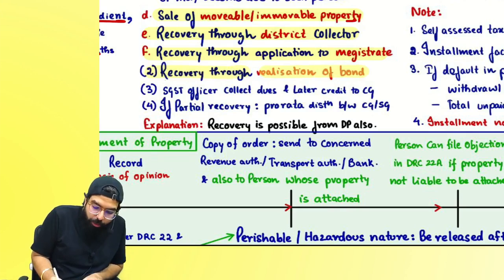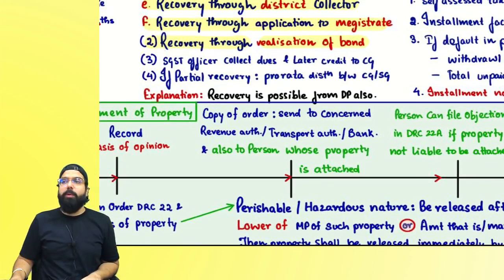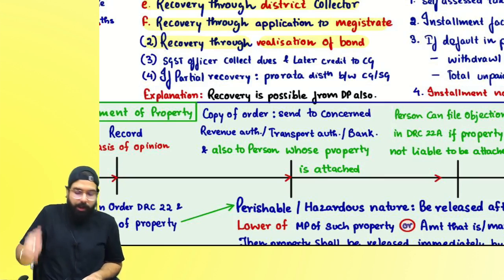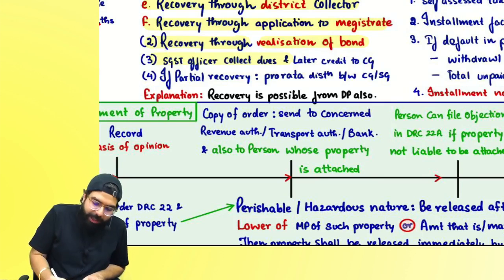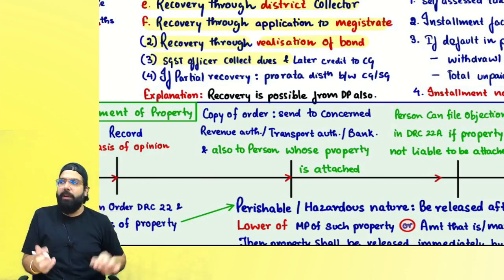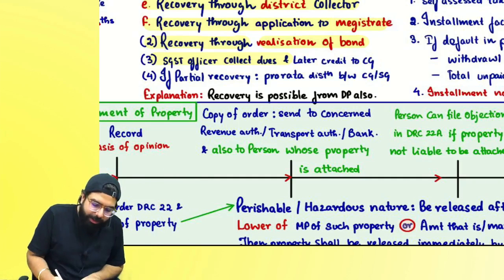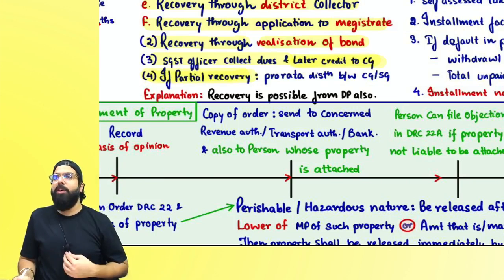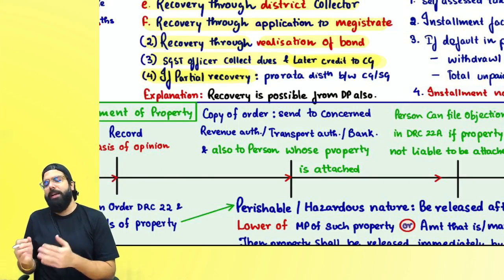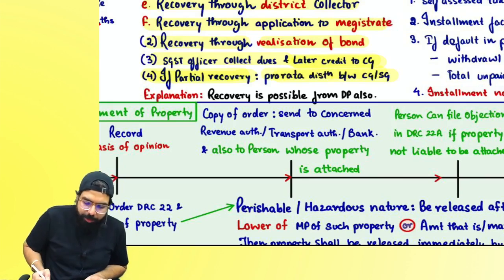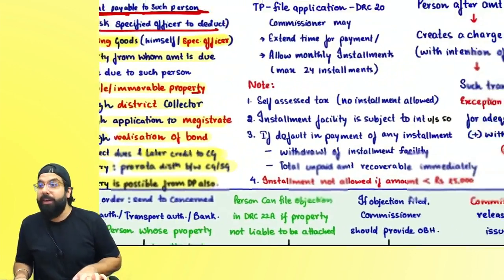Then, recovery through realization of bond. Always remember one thing: if an SGST officer is coming to recover from you, CGST officers will not come. So, if the SGST officer collects the dues, they will collect the amount from you, and later, whatever is the central government's portion, they will give that portion to the central government. Right, everyone? If partial recovery is done, it is not that the state government officers recovered partially and kept it to themselves. No, they will do pro rata distribution between the center and the state. Always remember, recovery is also possible from a distinct person.